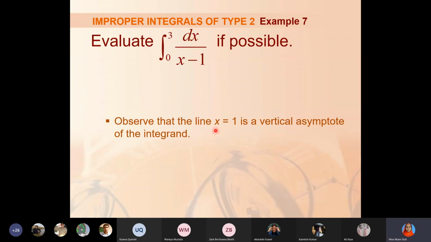Now this question: evaluate this integral if possible. First we will check whether this function exists for all values on the interval 0 to 3. The function 1 over x minus 1 becomes infinite at x equal to 1. So this function has a vertical asymptote at x equal to 1. So what will I do? I will break this integrand at 1.